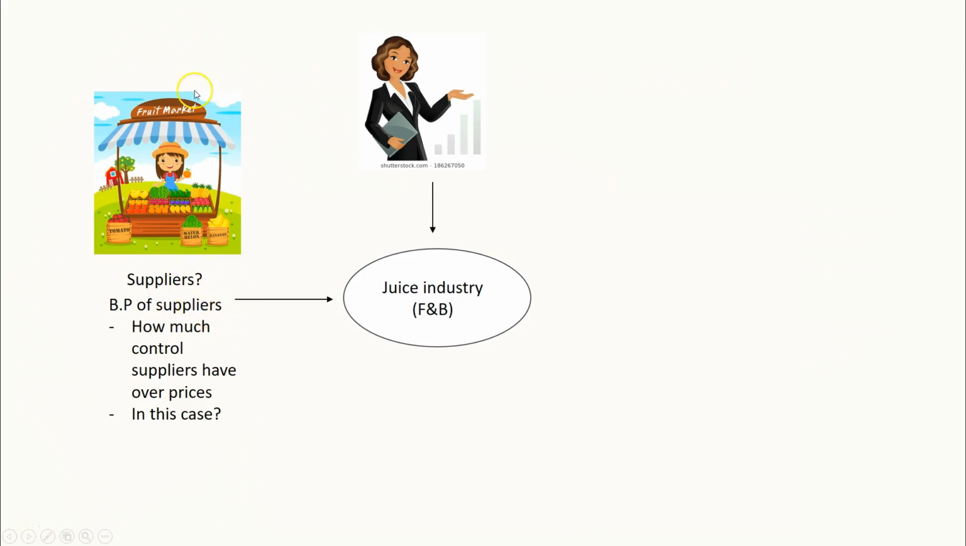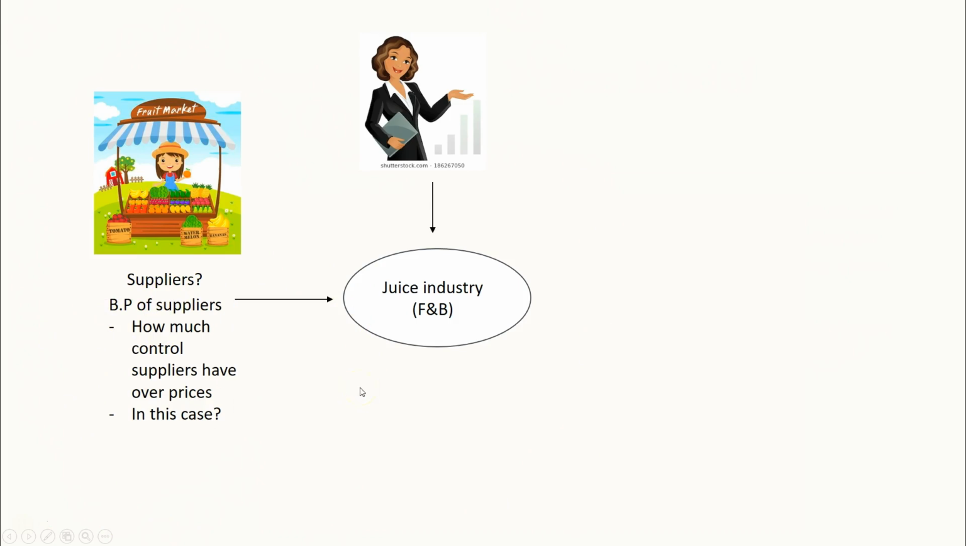Because remember, there are so many of them, so it doesn't matter to the industry who they buy from. So because of that, their prices have to be in a way controlled. They cannot charge too high. If they charge too high, their customers, this juice industry, will not buy from them, and will just buy from another supplier since there are so many of them. So this is low. I hope you understand why it's low here. Bargaining power of suppliers for this case is low.